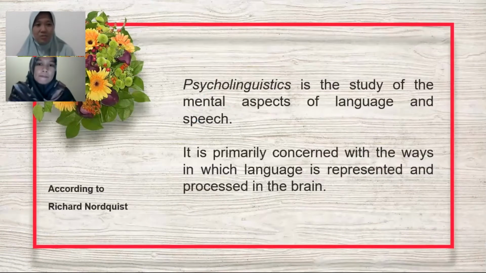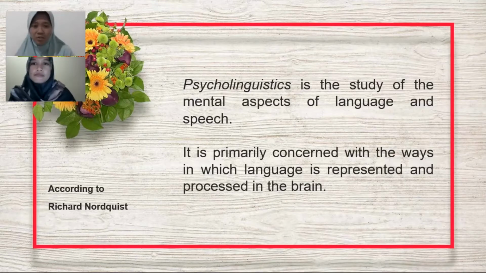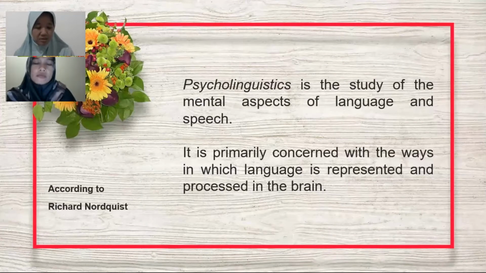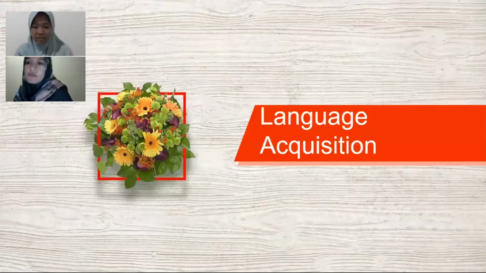Well, according to Richard Nordquist, psycholinguistics is the study of the mental aspects of language and speech. It is primarily concerned with the ways in which language is represented and processed in the brain. According to Alan Graham in his book entitled Psycholinguistics: Central Topics, psycholinguistics is the study of the mental mechanisms that make it possible for people to use language. It is a scientific discipline whose goal is a coherent theory of the way in which language is produced and understood.